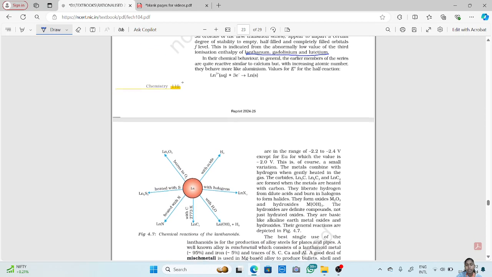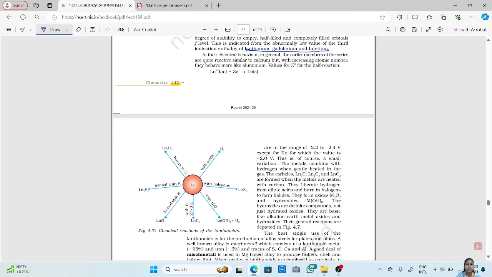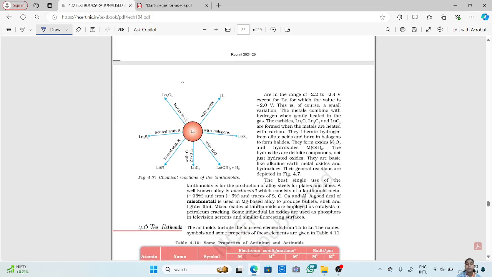Now, in their chemical behavior in general, the earlier members of the series are quite reactive, similar to calcium, but with increasing atomic number, they behave more like aluminium. So here you can compare their reactivity. The early members, from lanthanum to the first three or four members, show characteristics similar to calcium. They chemically react like calcium reacts. But as you go on with increasing atomic number, they start behaving more like aluminium.